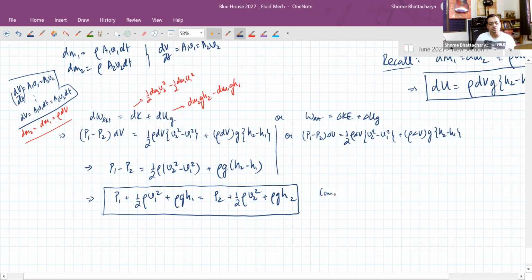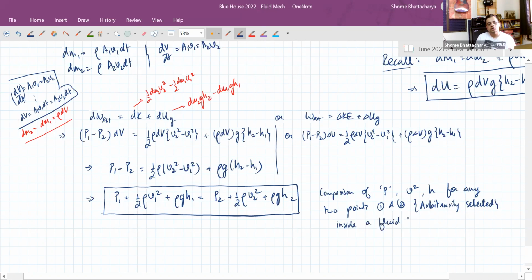So this is the comparison of pressure, V square and h for any 2 points, let's say 1 and 2, which are arbitrarily selected. That means we can select them freely without any boundation. That is again ideal fluid in steady flow.